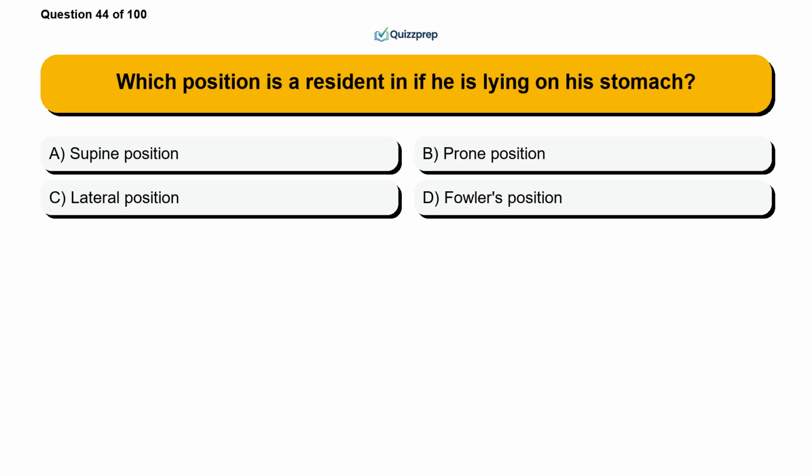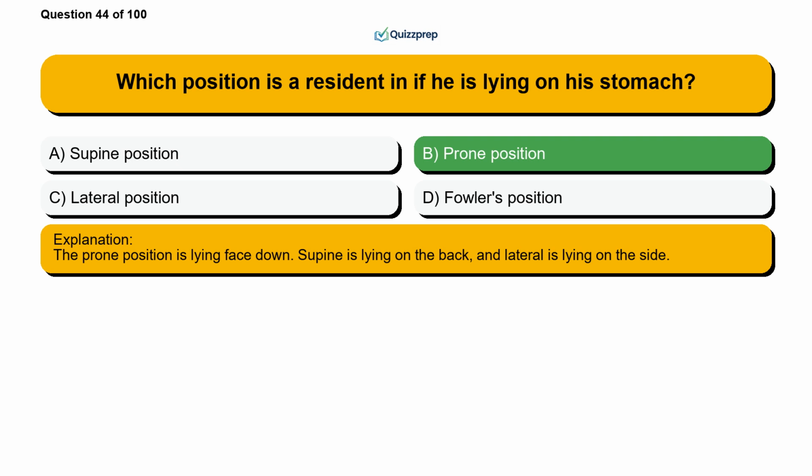Question 44. Which position is a resident in if he is lying on his stomach? Option A, supine position. Option B, prone position. Option C, lateral position. Option D, Fowler's position. The correct answer is option B, prone position. The prone position is lying face down, supine is lying on the back, and lateral is lying on the side.